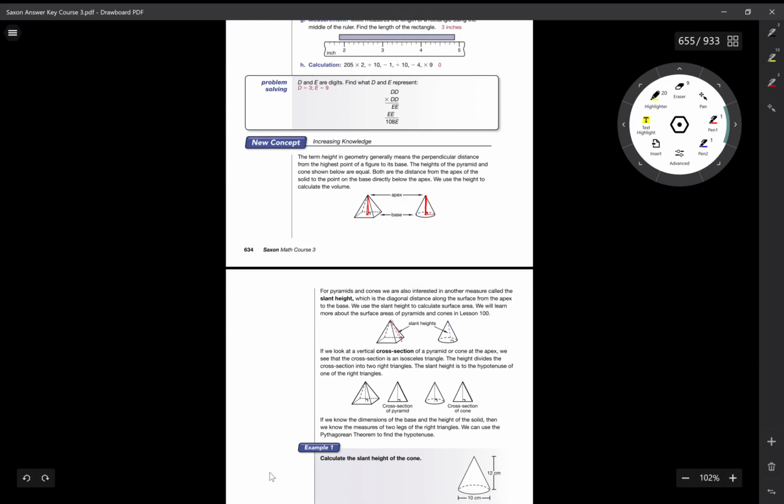Now, if we look at a vertical cross-section of a pyramid and cone at the apex, we see that the cross-section is an isosceles triangle. What does this mean? If we cut a pyramid right down the middle, and then looked at the face that we just created, we will get this shape. All right? And likewise for the cone, we'll get that shape.